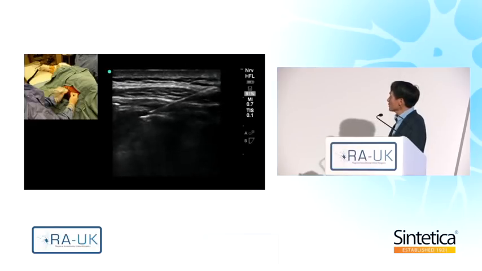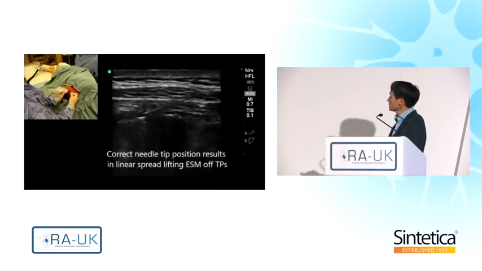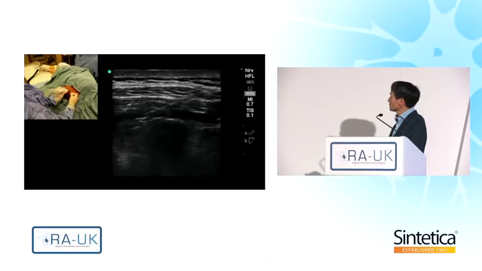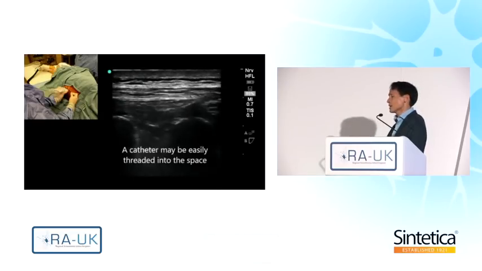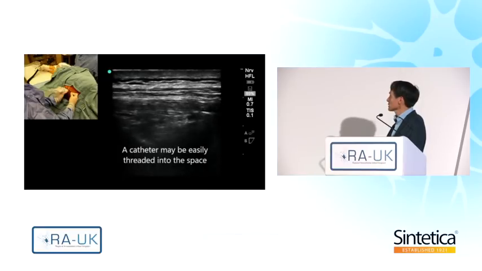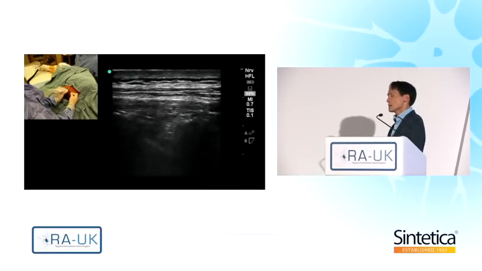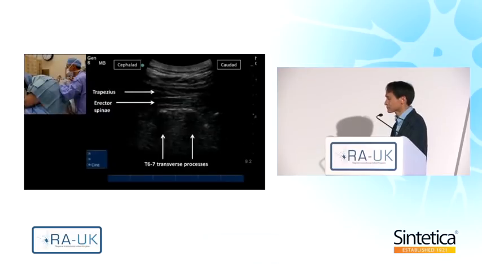So occasionally you can be within the muscle, and if you see that distending, you want to go a little bit deeper. But as you can see here, what you really want is this big linear spread of local that floats the erector spinae up off the transverse processes. And here's a catheter that's lying in place along there, and it threads very easily because that plane opens up quite nicely with the fluid bolus that you give.